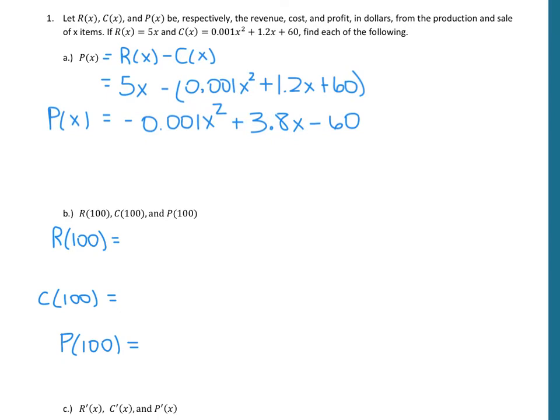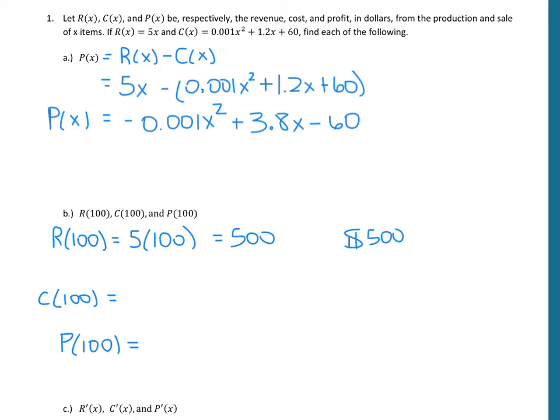In part B, we want to find R of 100, C of 100, and P of 100. So when x items are produced and sold, what is the revenue from that? So we're plugging 100 into the revenue function. So we have 5 times 100, so we get 500. And since revenue, cost, and profit is in dollars, then our answer here would be $500.